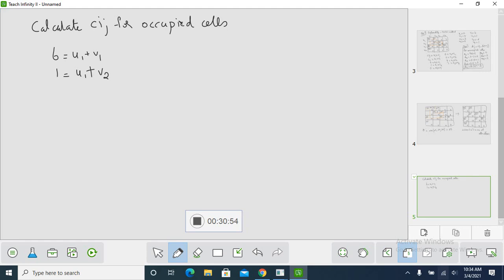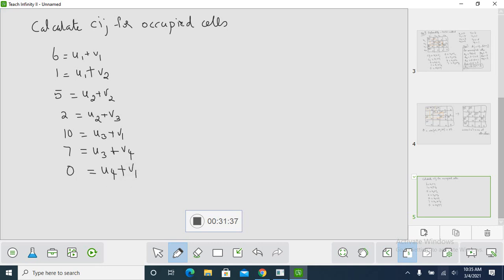Then I have C22. The C22 value is 5, equal to u2 plus v2. Then I have C23. The C23 value is 2, equal to u2 plus v3. Then we have C31, which is 10, equal to u3 plus v1. Then we have C34, which is 7, equal to u3 plus v4. Then we have C41, whose value is 0, so it is u4 plus v1.